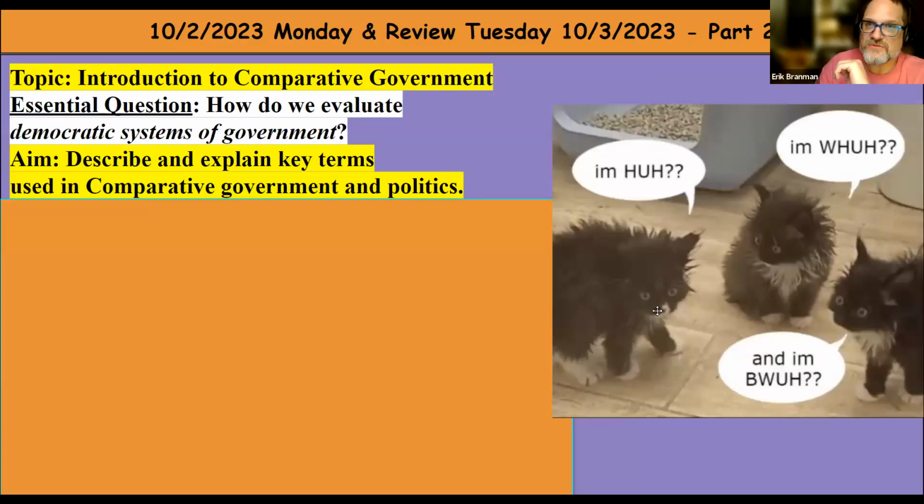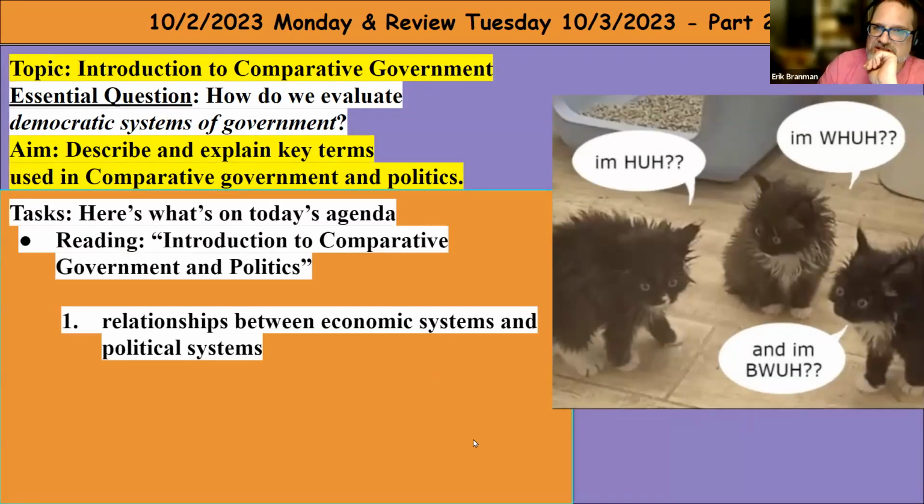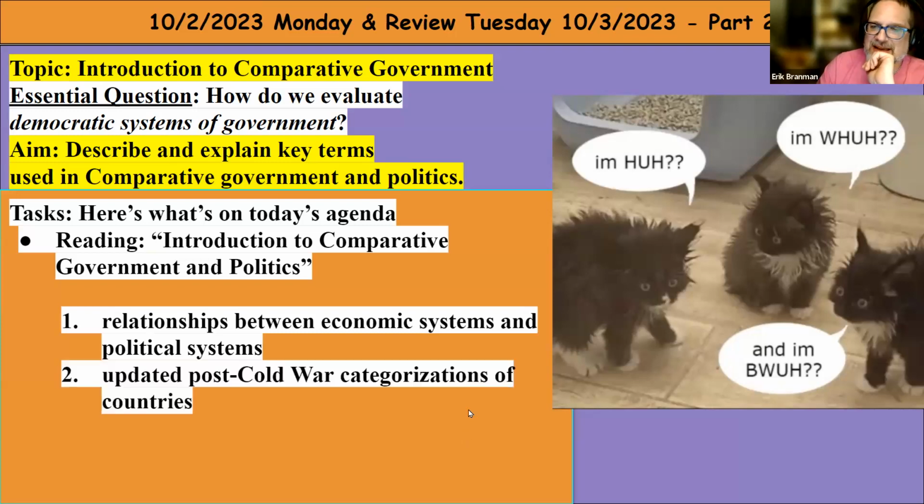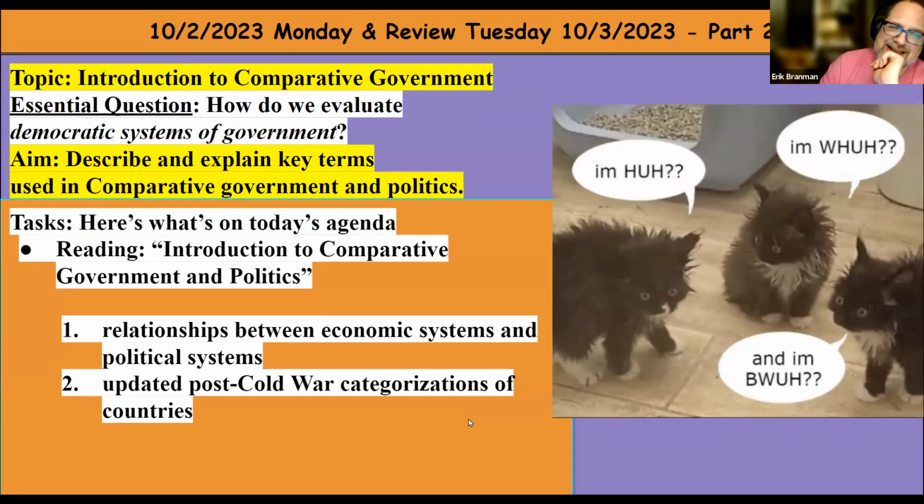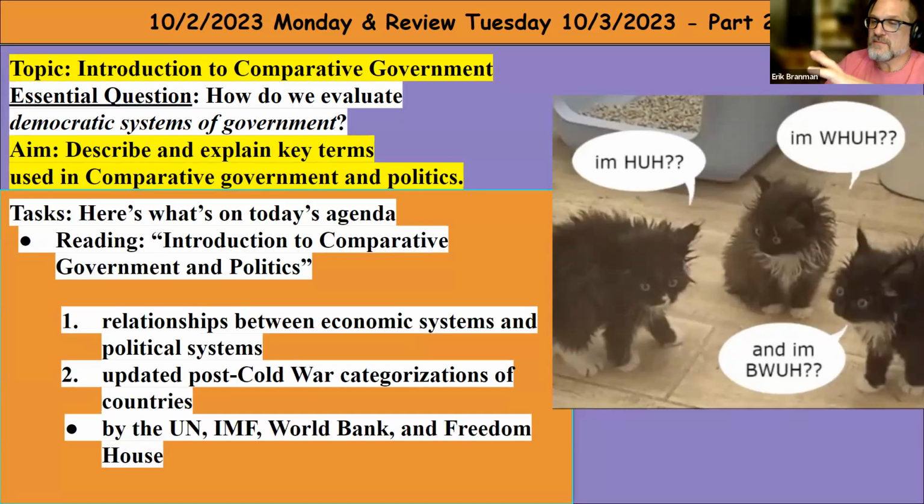This part 2 of what I'd like for us to review is going to be the relationships between economic systems and political systems and the updated post-Cold War categorizations of countries. This is where things got a little sticky, I think, in class. I wanted to clarify your understanding between the United Nations, the International Monetary Fund, the World Bank, and Freedom House.